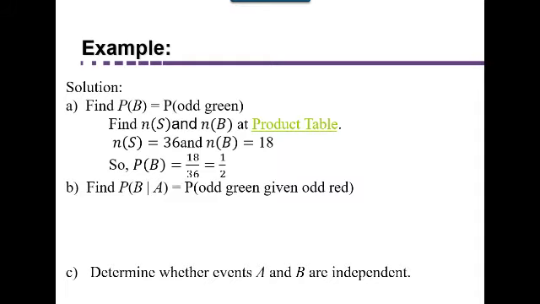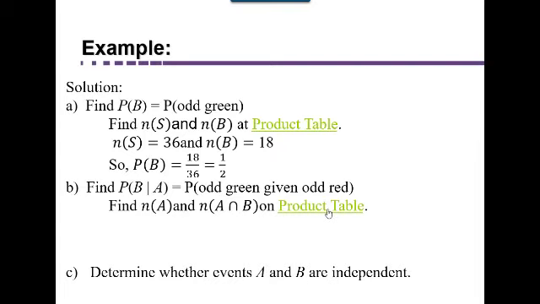So the number in the sample space is everything in the chart. That's 36. And the number of ways to get an odd on a green die is 18. So if you divide that, the probability of getting odd on a green die is 1/2, which makes sense, right? Half of the values are odd and half are even. All right, now let's find the probability of B given that A has occurred. So we're going to find the probability of getting an odd green given that the red die was odd.